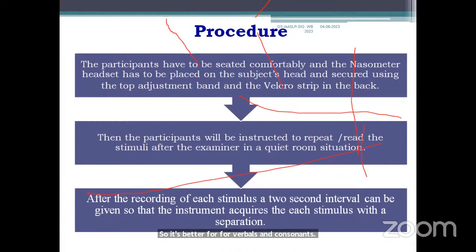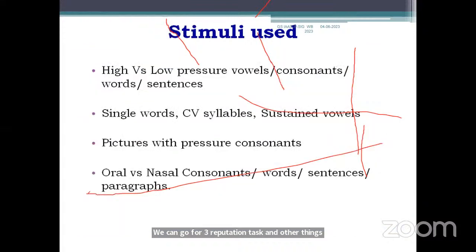So it's better for vowels and consonants to go for 3 repetitions, and for other things we can go for single reading tasks. Okay, what are the stimuli which can be used? As per protocols, there is a list of stimuli which we need to follow when we use the nasometer. That is high versus low pressure vowels, high versus low pressure consonants, words and sentences, single words, CV syllables, sustained vowels. These are the combinations which you can select based on your need and requirement for your clinic or hospital, and whatever setup you are interested in, and what outcome you want to derive from your assessment.